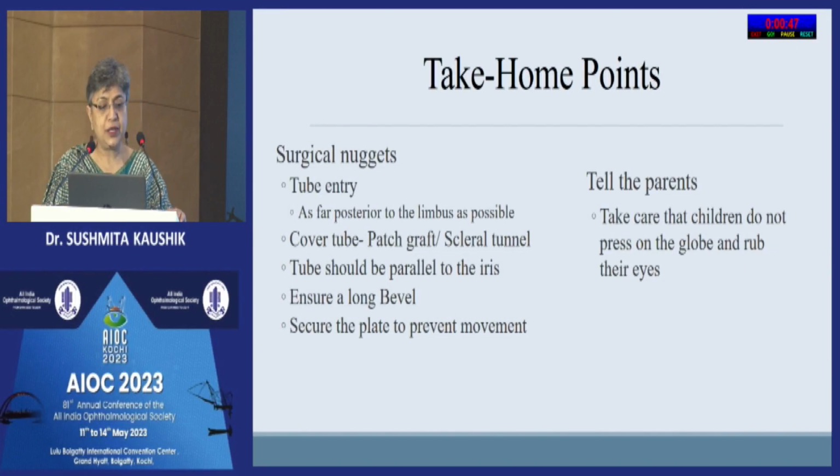So the take home points are: Tube entry should be as far posterior to the limbus as possible. That prevents erosions better. Cover the tube with a patch graft or a scleral tunnel every time. There is no case for not doing a patch. The tube should be parallel to the iris. Ensure a long bevel and secure the plate nicely to prevent movement.